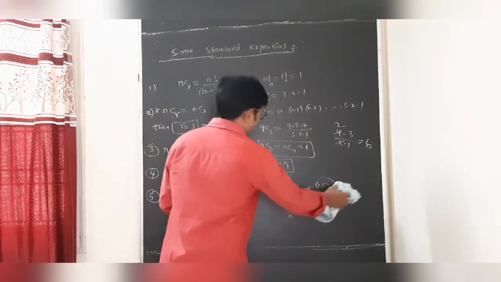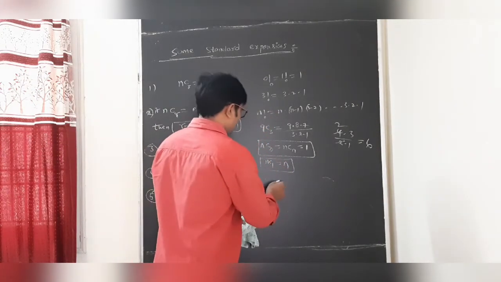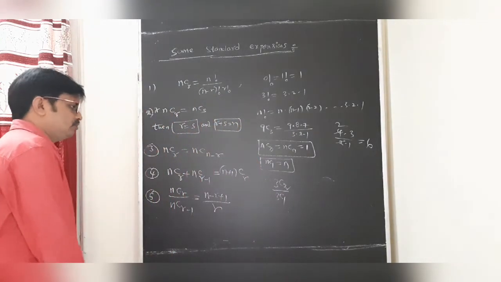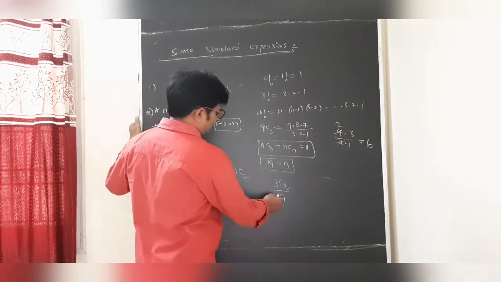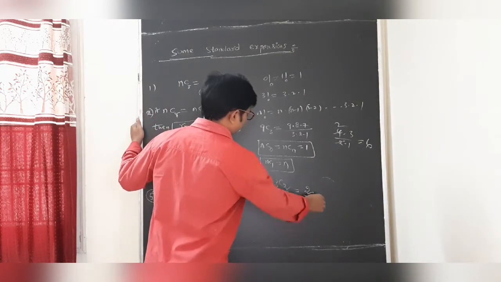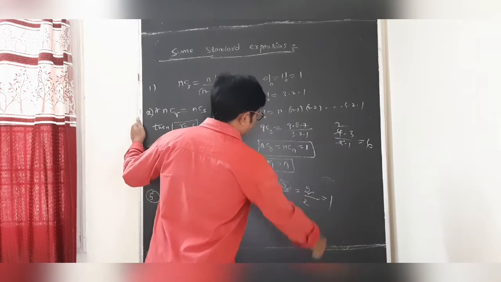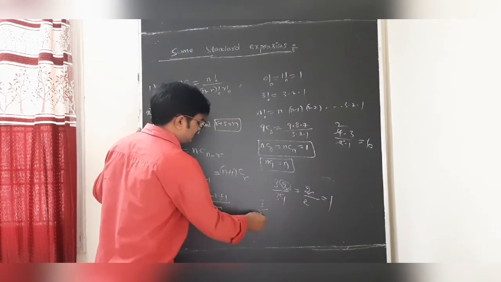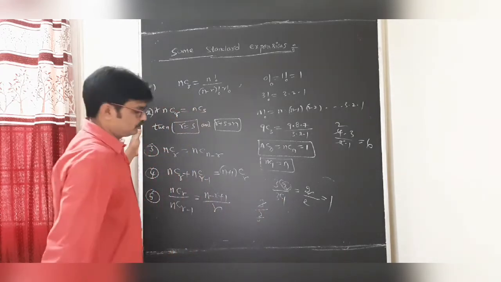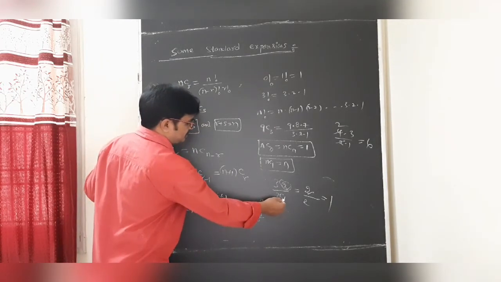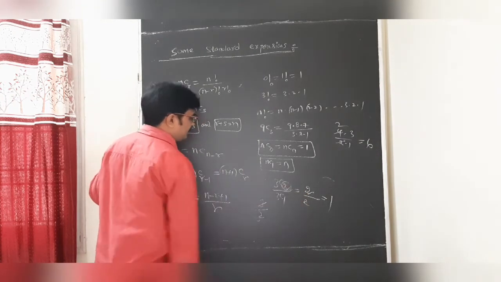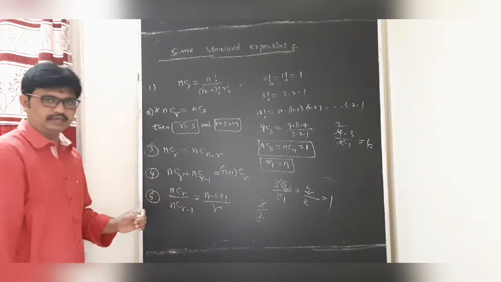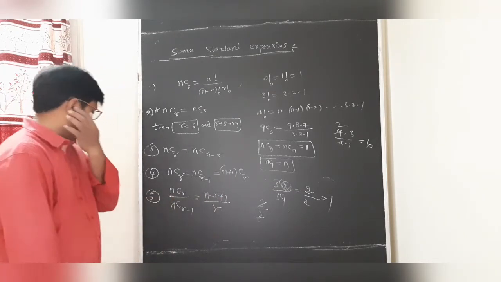Suppose we take 3C2 and 3C1. We can write 3 minus 1 is 2, the suffix is 2, so 2 by 2 is 1. We know that the 3C2 value is 3 and this is also 3, so 3 by 3 is 1. So the other method is N minus R, which is 3 minus 1, 2, with the suffix in the denominator. NCR by NCR minus 1 is N minus R plus 1 by R.